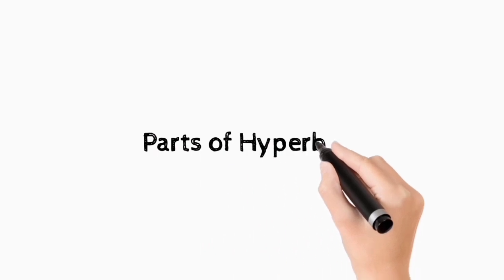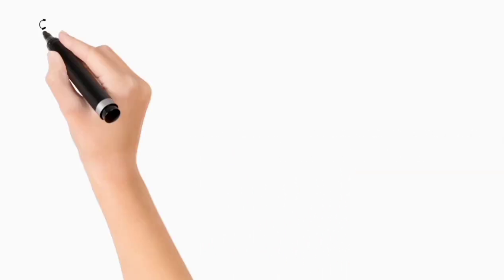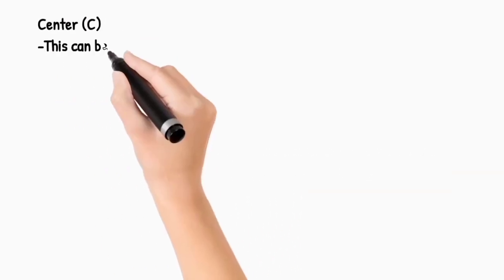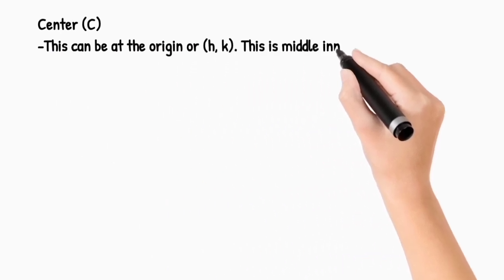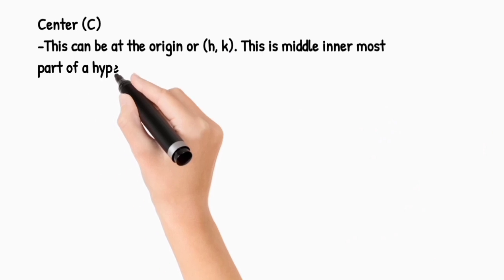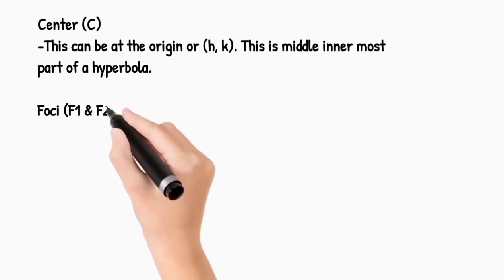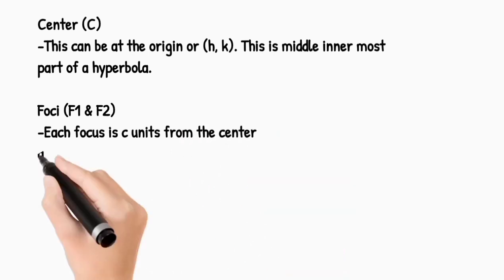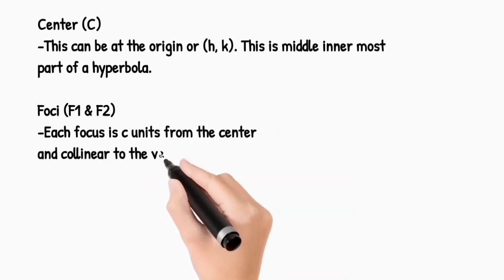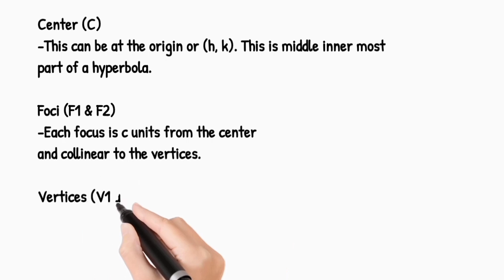There are 5 parts of a hyperbola, and these are: center. This can be at the origin or (h, k). This is the middle, innermost part of a hyperbola. Foci, focus 1 and focus 2. Each focus is c units from the center and collinear to the vertices.